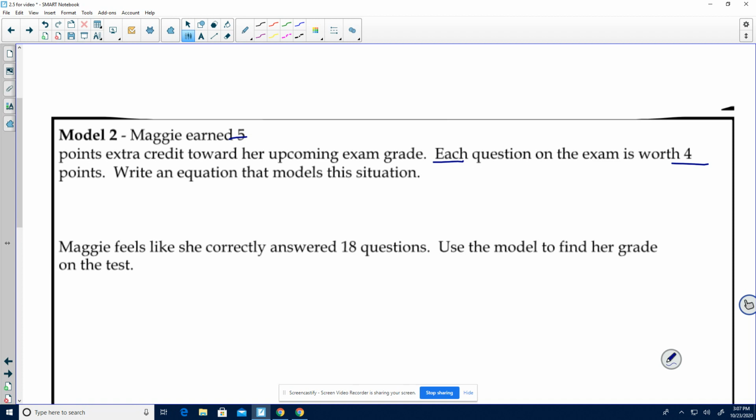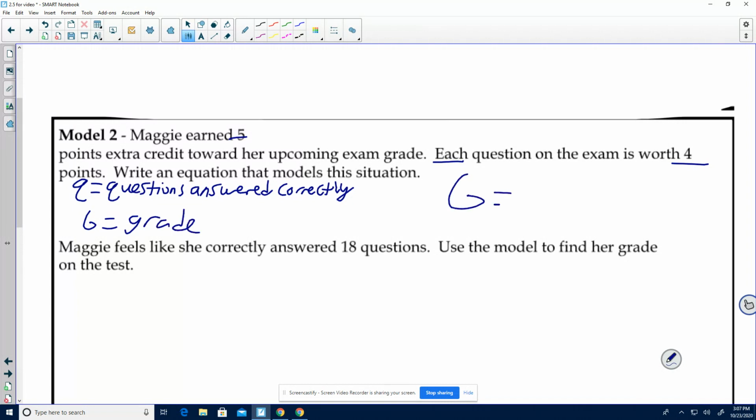So here, we're going to let lowercase q equal the questions answered correctly. And then we're going to let G equal her grade. So now her grade, G, is going to be 4 times the number of questions she got correctly, q, plus the 5 points that she initially had from her extra credit.